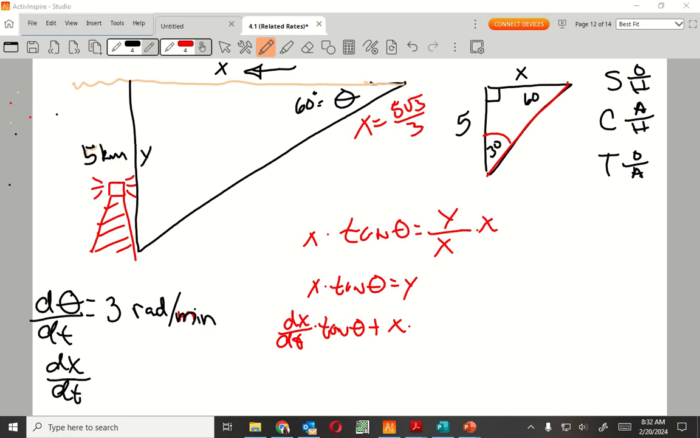Secant tangent? Secant squared. So we get secant squared, not equals, because I took the derivative of that. It's going to be d theta dt, which is equal to the derivative of y, just dy dt.